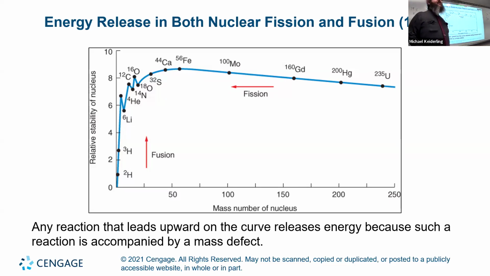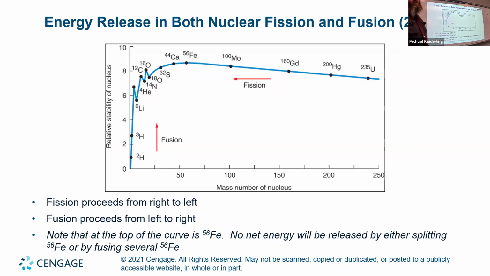So when a really big star doing fusion in its core ends up with a core of iron, it stops being able to do fusion, that core collapses, and the star explodes in a supernova. So fission proceeds from right to left, fusion proceeds from left to right. And at the top of the curve is iron-56. You get no energy released by either splitting iron-56 or fusing several iron-56.